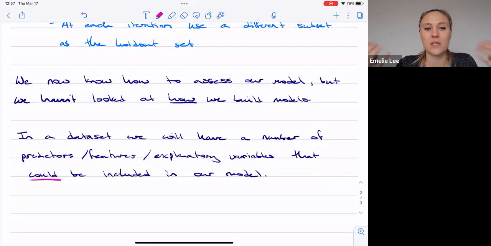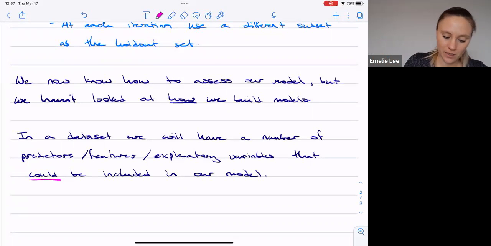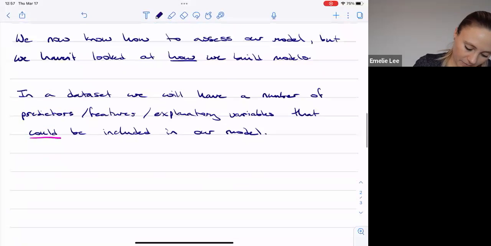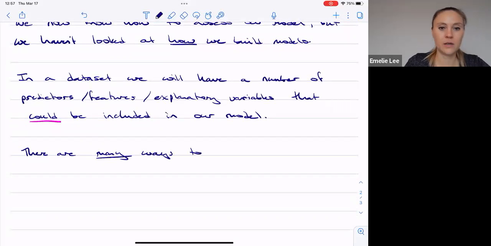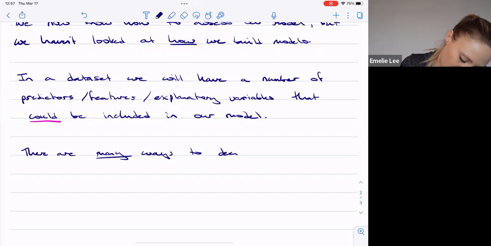So what are some of the ways that we could pick predictors to be included in our model? Well, one of the ways is to look at the p-values of each individual one, right? And so there are many ways to decide on a model, to decide which predictors should be in our model.